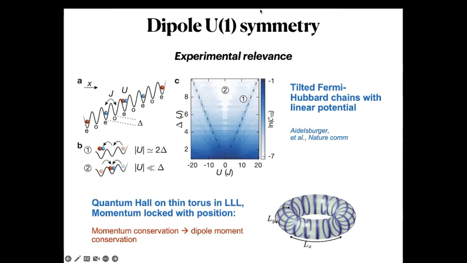And in addition, in concrete condensed matter systems, which is pretty well known, if we consider the quantum Hall state on a thin torus in the lowest Landau level limit, such a system also exhibits a special type of dipole U(1) symmetry. So in this system, if the tilt is very strong, the ground state obviously will be all the particles stacked at one side of the system.